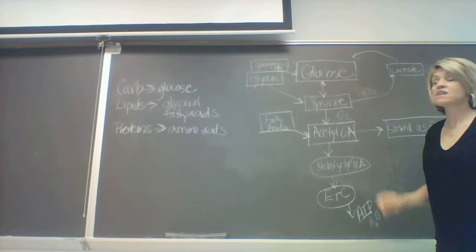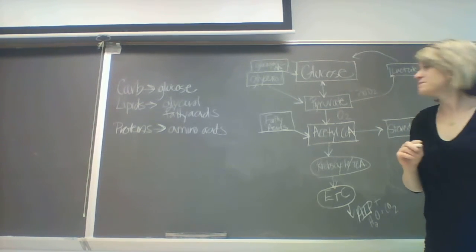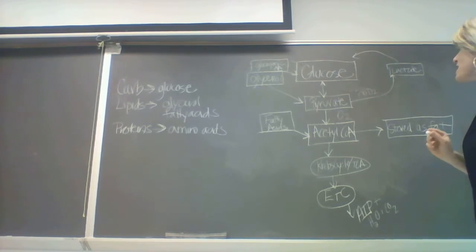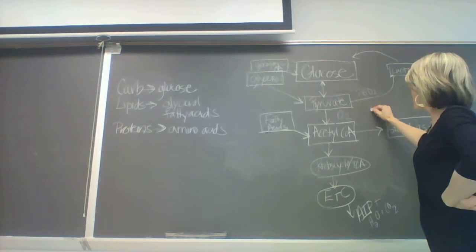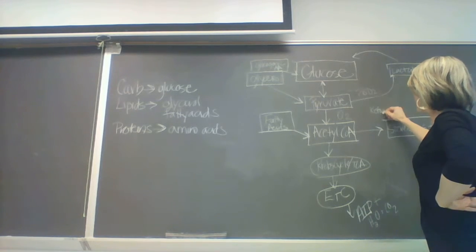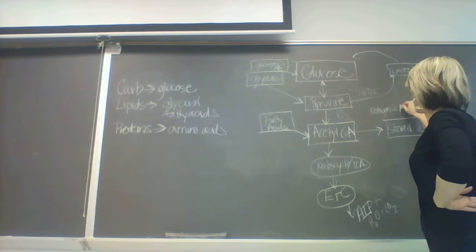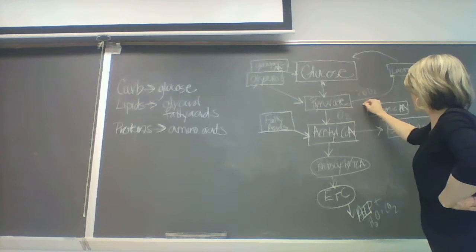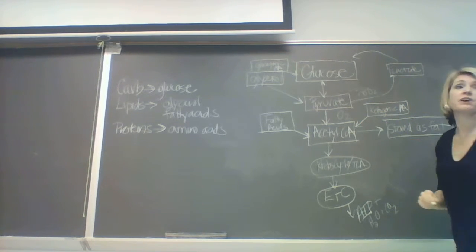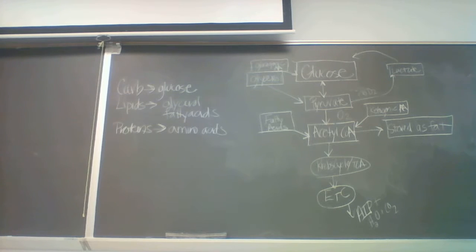Okay. Other amino acids are what we call ketogenic. And so after they are deaminated, they're going to be converted to acetyl-CoA. That acetyl-CoA can either be stored as fat or broken down for ATP. So the fatty acids and the ketogenic amino acids are kind of the same. They both enter as acetyl-CoA.